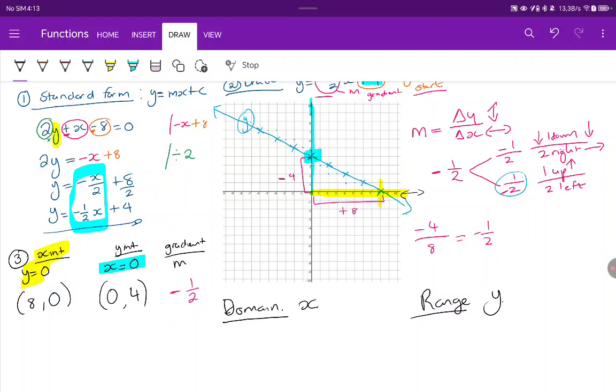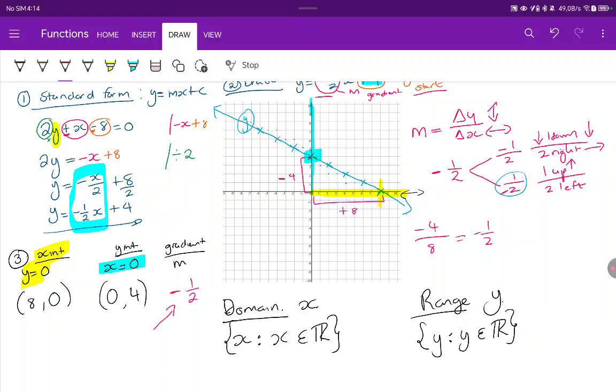So our domain is going to be curly bracket, x colon, x is an element of all real numbers. That would be your domain. Your range is going to be curly bracket, y colon, y is an element of all real numbers, close curly brackets. Neither of them will stop. It goes from negative infinity to positive infinity for x, and it goes from negative infinity to positive infinity for y. Now, how would you describe this gradient?